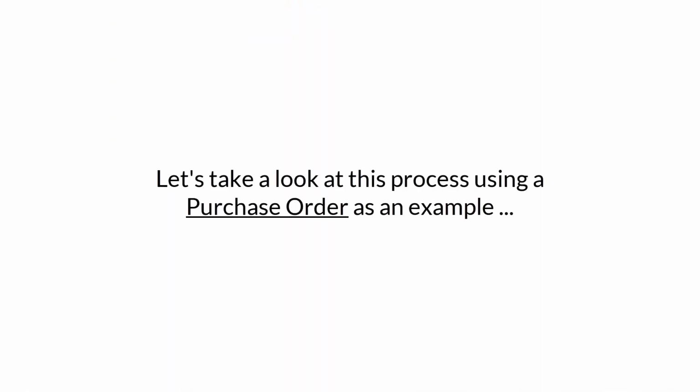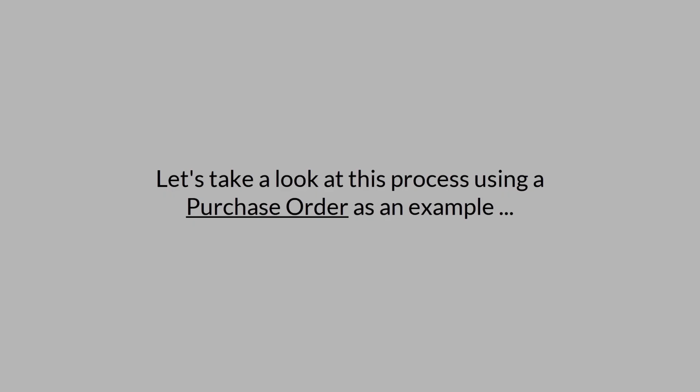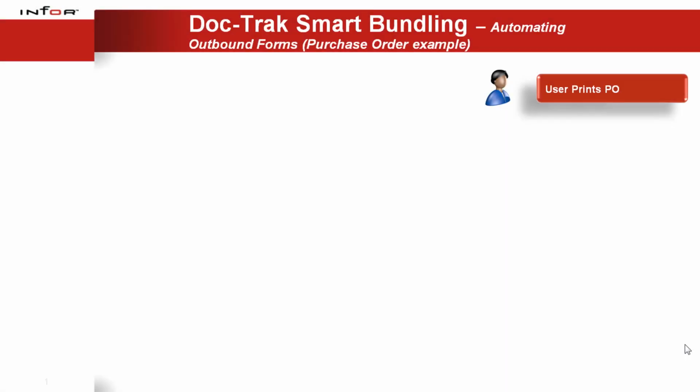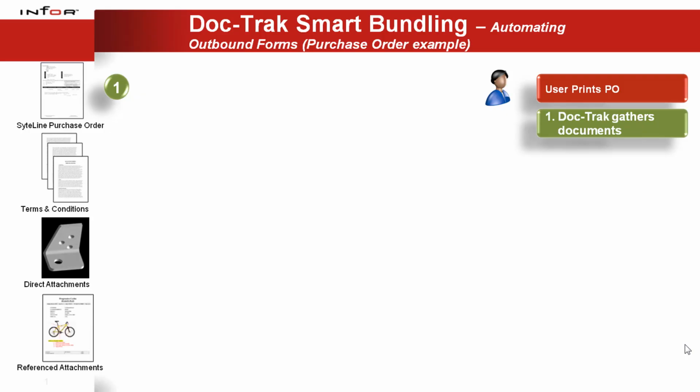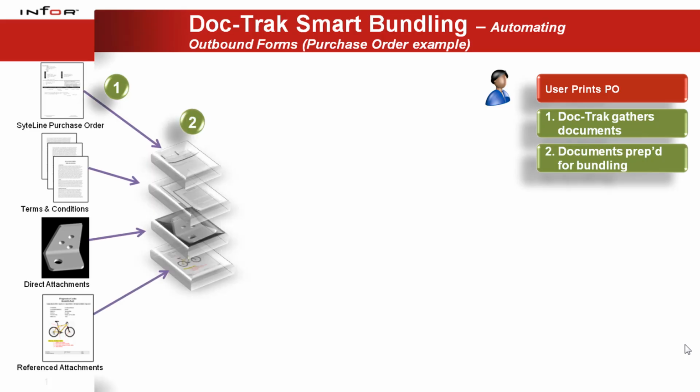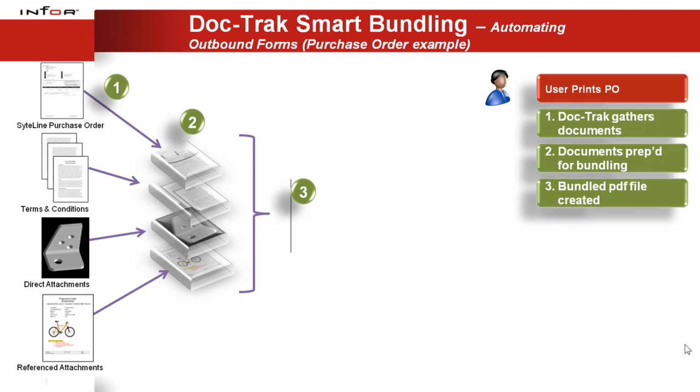Let's take a look at this process using a purchase order as an example. Step 1. The documents are gathered. For this example, these documents include the Sightline purchase order, the terms and conditions form, and 2 other documents. Step 2. The documents are prepared for bundling. Step 3. The bundled PDF file is then created.